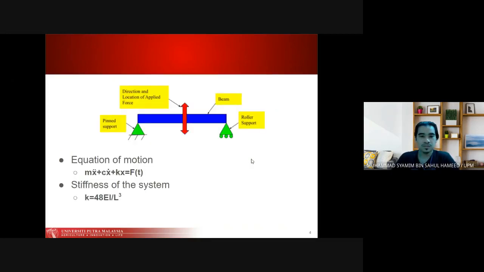So basically this is the theoretical diagram of the experimental setup, and the equation of motion is used in this experiment as well as the stiffness of the system.